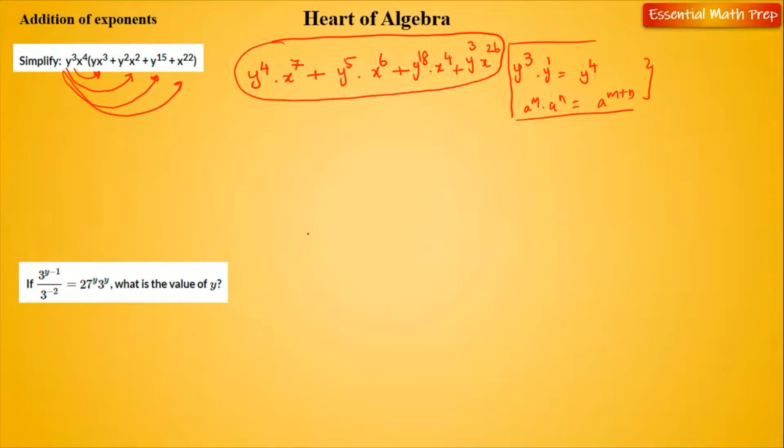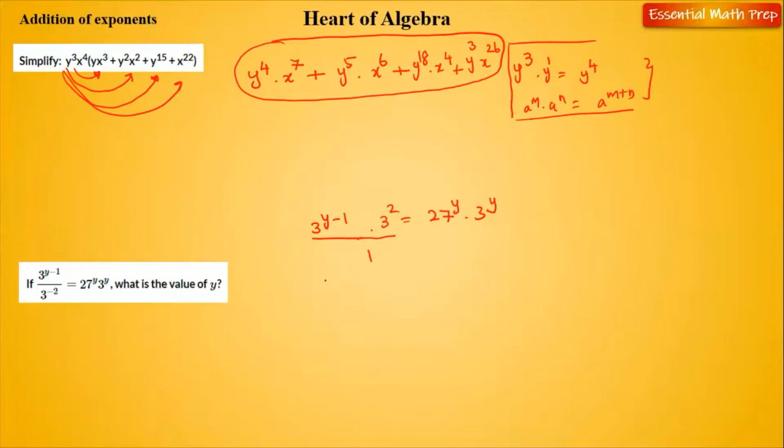I'm just going to start with the left side. Here we have 3 power y minus 1 over 3 power minus 2 is, well, you can take it to the numerator, which is 9, right? 3 squared equals 9. Let's just put 1 in the denominator, equals 27 power y times 3 power y, right? So what could we do here?